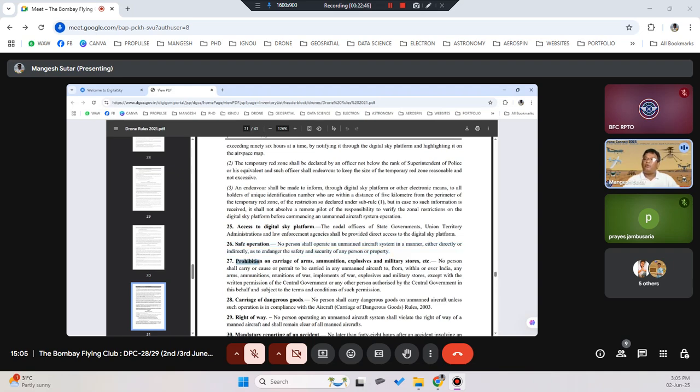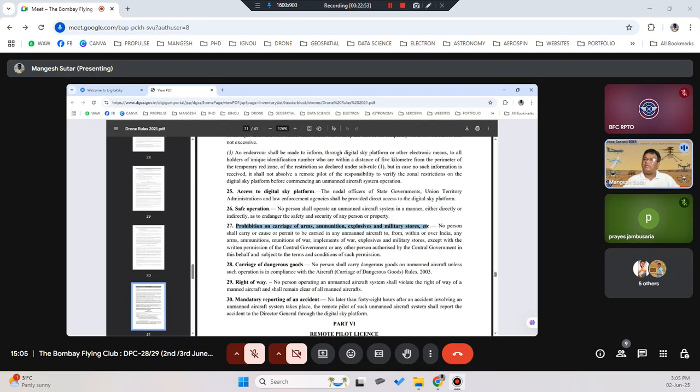Then we saw the prohibition of carriage of arms, ammunition, explosives, military stores, etc. Drones are being used for this, for example, at high altitude locations like the Siachen Glacier, where the supply was initially sent by helicopters. Now they are sending it through drones, but only if you are authorized to do those activities. If you are not authorized, you cannot carry arms, ammunition, explosives, or military stores using a drone. So there is a complete prohibition.